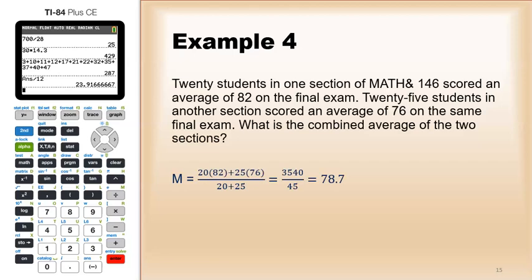Well, the way you solve this is, again, you're told 20 students scored an average of 82, so for the total for them, you multiply 20 times 82. That tells you the total of those 20 students. 25 students scored an average of 76, so the total they scored was 25 times 76. And then the overall count is 20 plus 25. So do the calculations: 20 times 82 plus 25 times 76, 3,540, divided by 45, we find the total average for those 2 classes is 78.7.